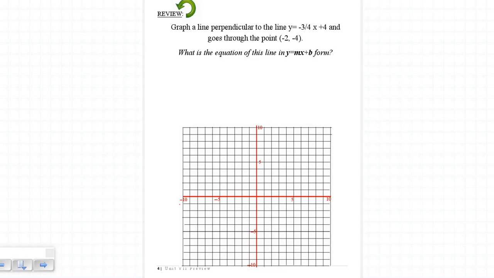We're going to graph a line that y equals negative 3/4 x plus 4 and goes through that point, a line perpendicular to this line. Let's do this one together because it's been a very long time since you've seen this stuff. So first we're just going to graph that given line. We're at positive 4 as our intercept.